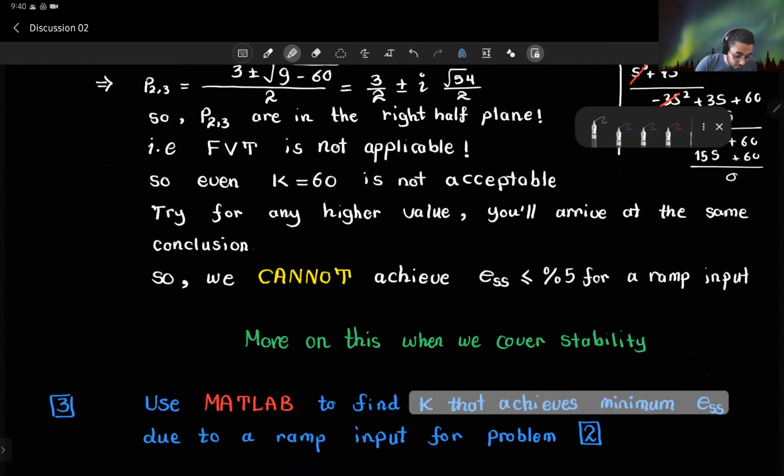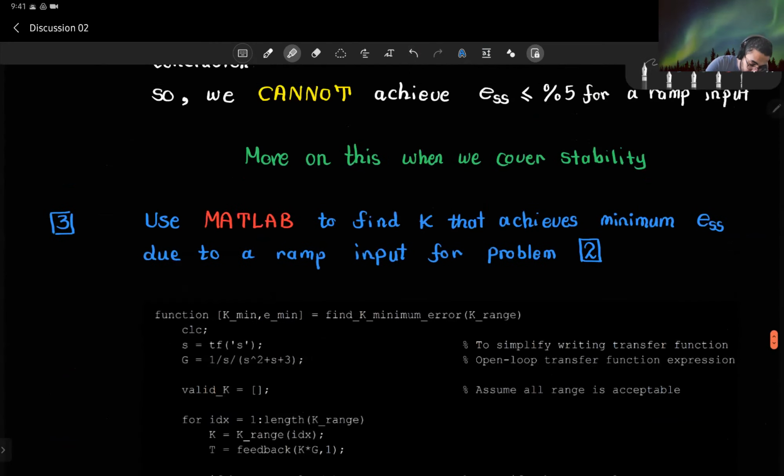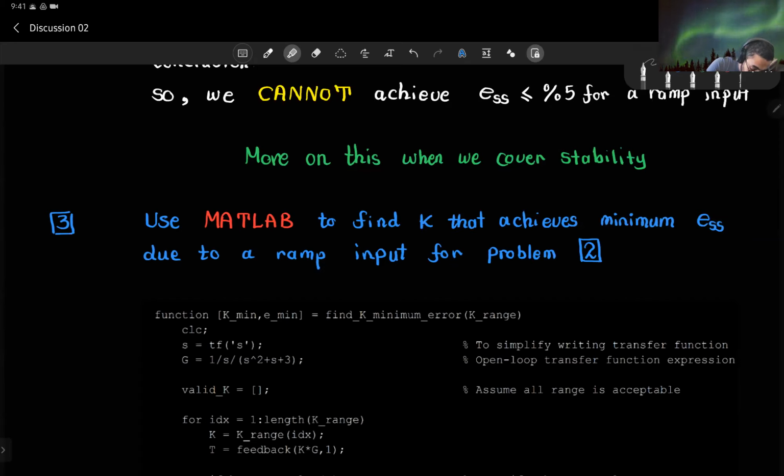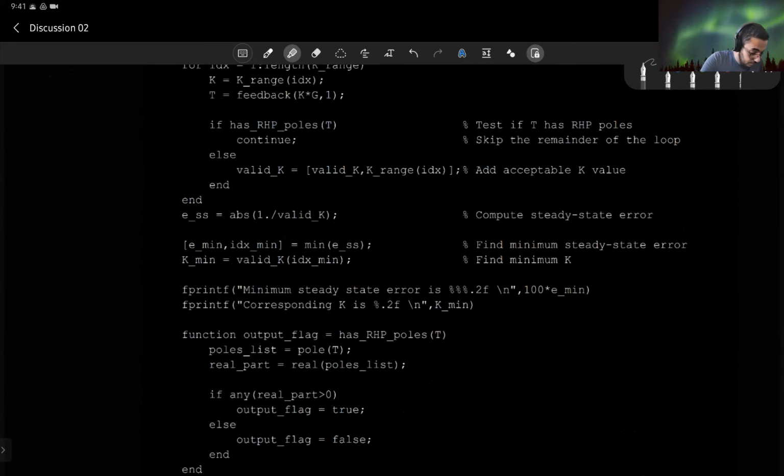Finally, the third problem I have for you is that we want to use MATLAB to find the range of values k that achieves the minimum ESS due to a ramp input for this problem. So I wrote the script and I attached it here for your reference. But let's just go and explain over MATLAB. It's easier that way.